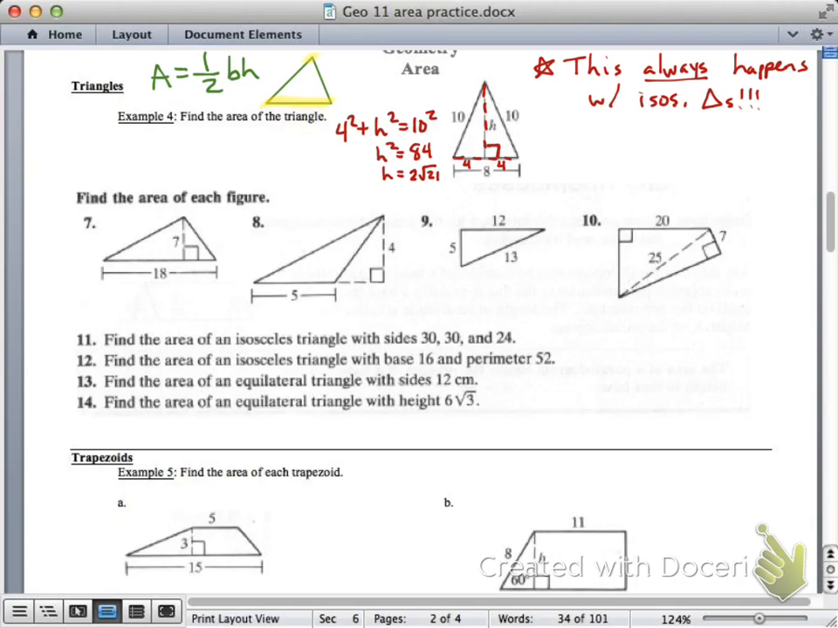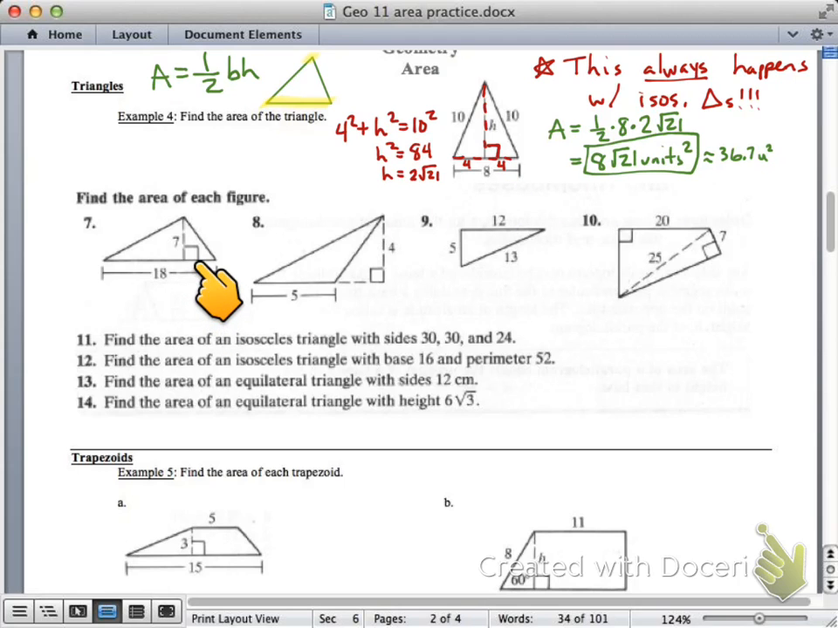Because you're going to be multiplying and because I'm accepting decimal answers, you don't have to use the 2 square root of 21. You can use the decimal form of that. So I'll accept the 36.7 units squared. Or 8 square root of 21 is what you get when you multiply 1/2 times the base times the height, which is 2 square root of 21. That's kind of one of the ugly ones.